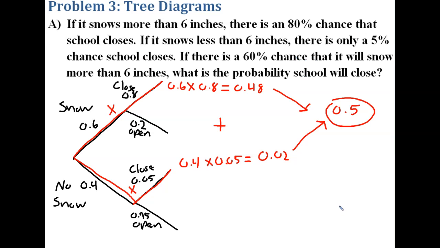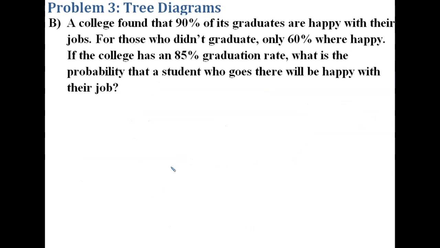There's an example of a tree diagram problem. Why don't you pause the video, try to work through B on your own, see if you can get the answer, and then hit play and we'll run through it together quickly and check the answer.